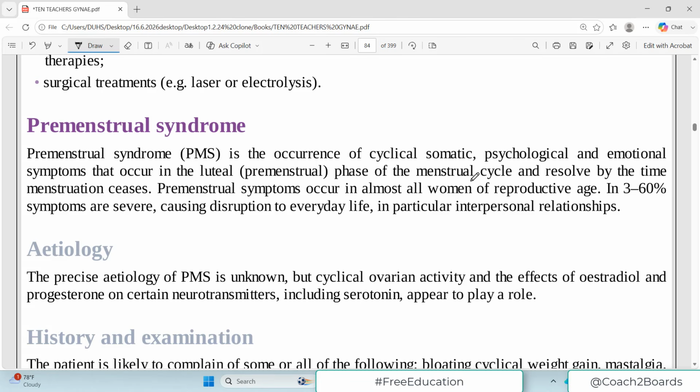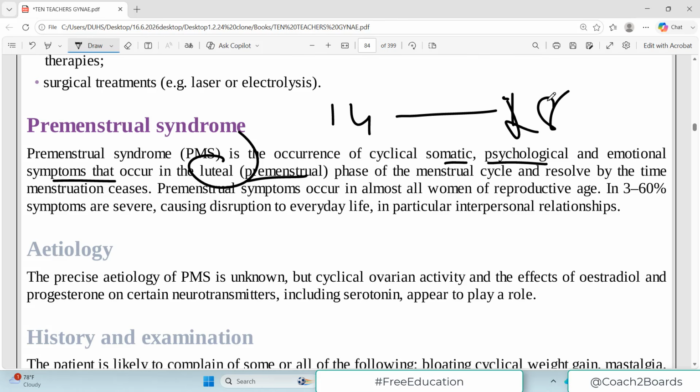So what is premenstrual syndrome? It's a cyclical, somatic, psychological and emotional symptom complex that occurs during the premenstrual phase, the luteal phase, that is, after ovulation from day 14 to around day 28, something like that, they start having these symptoms. So these symptoms can sometimes be just not present, sometimes they are moderate, sometimes they are very, very severe.